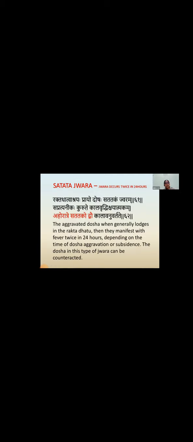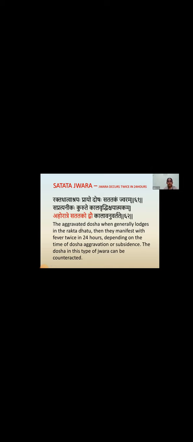And coming to the satata jwara, the previous jwara we have seen was the santata jwara, where it was continuous fever. And here it is satata jwara, which comes twice in 24 hours. It is especially rakta dhatvashraya, whereas the santata jwara was rasa dhatvashraya. Raktadhatvashrayah prayo doshaha satatam jwaram sa pratyanikah kurute kala vriddhi kshayatmakam ahoratre satatako do kalavanavartate.